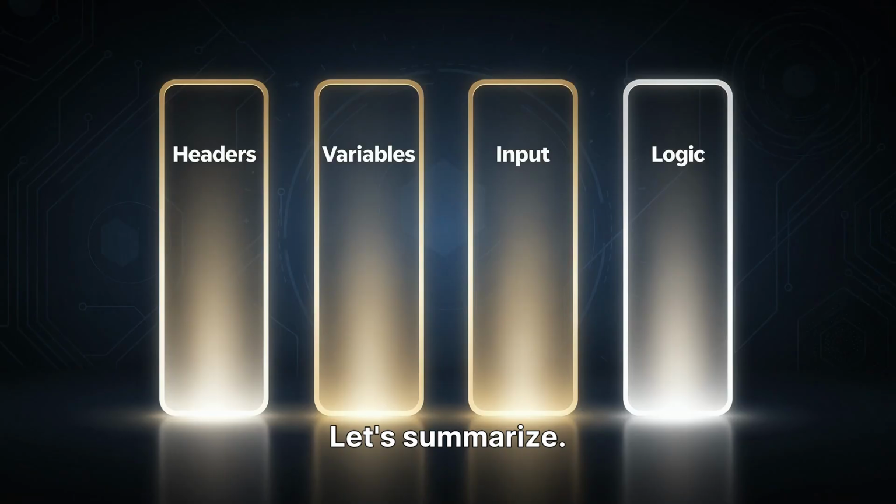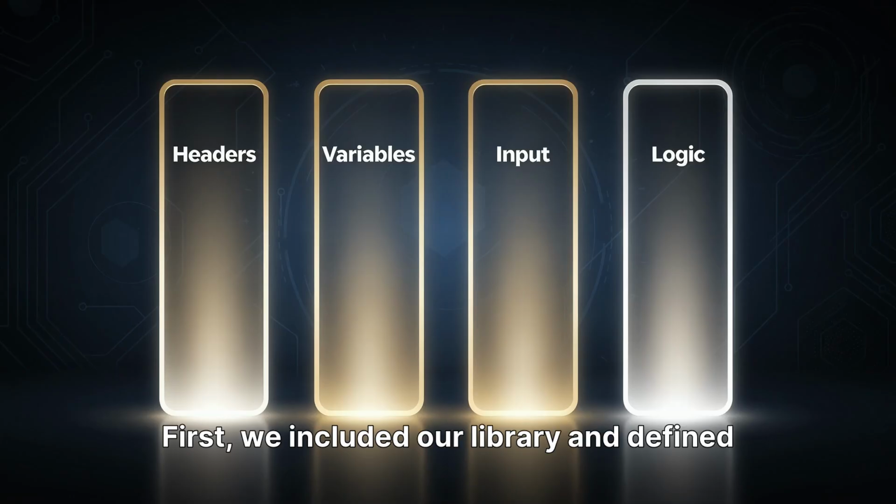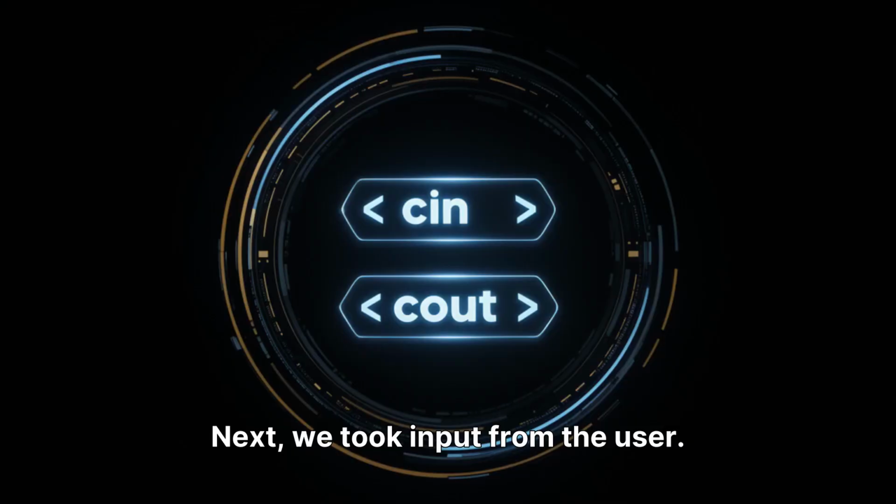technology. Let's summarize. First, we included our library and defined our main entry point. Then, we set up our storage. Next, we took input from the user. Finally, we used our logic ladder to decide which message to display.